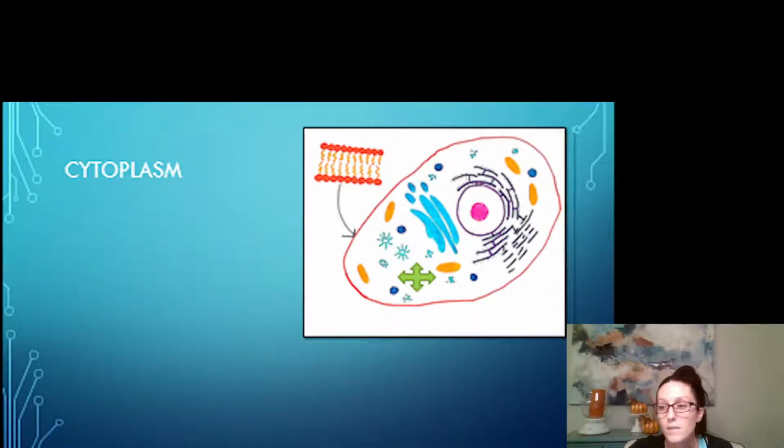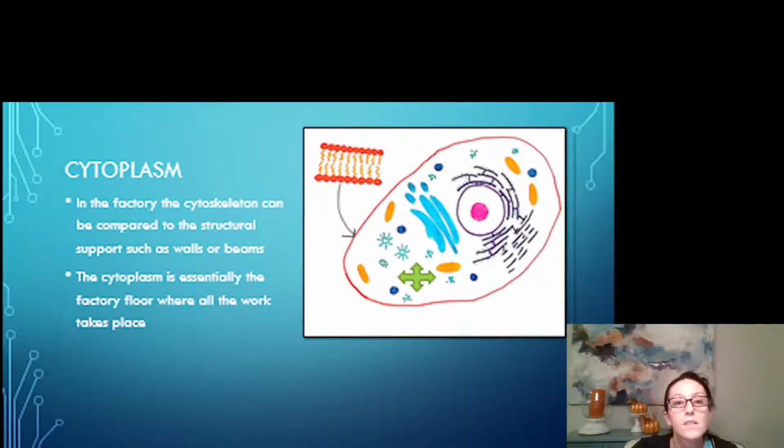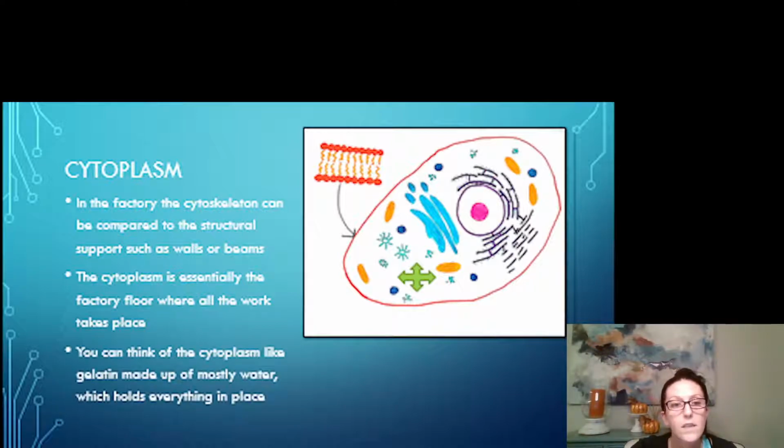Next, we have the cytoplasm. The cytoplasm is comprised of everything inside of the cell. It consists of cytosol, the cytoskeleton, and the organelles of the cell. The cytoskeleton is made from supportive proteins that provide internal support. The cytosol is the fluid inside the cell. In the factory, the cytoskeleton can be compared to the structural support such as walls or beams. The cytoplasm is essentially the factory floor where all the work takes place. You can think of the cytoplasm like gelatin made up mostly of water, which holds everything in place.